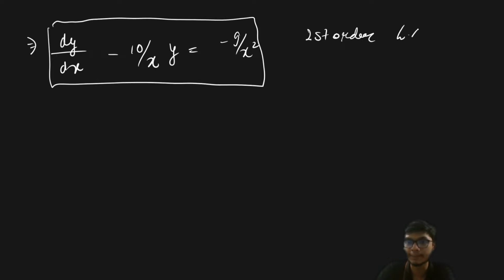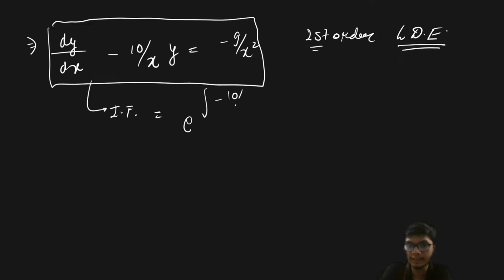Now this is a first order linear differential equation, right? LDE stands for linear differential equation of the first order. And for that, the solution is very interesting. The first thing that you find is the integrating factor, which is equal to e to the power integration of minus 10 by x dx, which is going to come out as 1 upon x to the power 10.